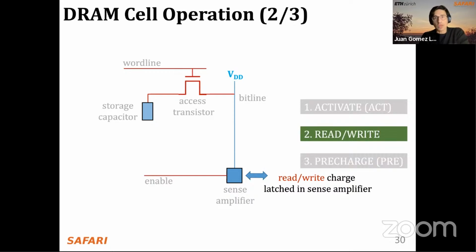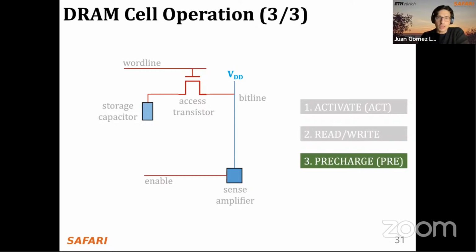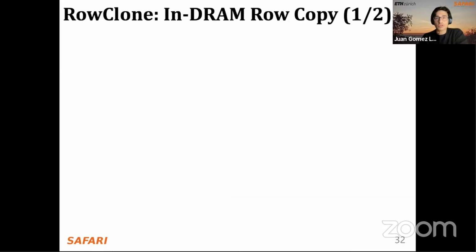And at some point, when we have read or written whatever we needed, we can close the row by precharging the bit line again. So we first lower the word line, then we precharge the bit line again to half VDD for the next access, and then we disable the sense amplifier. So this is how DRAM operates, and based on the way that DRAM cells operate, we can implement some interesting operations. The first operation that was proposed in MICRO 2013 was RowClone, in-DRAM row copy.